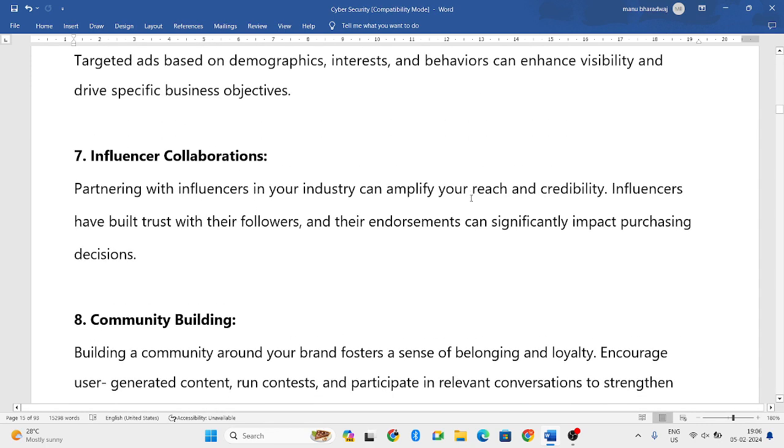Next one is influencer collaboration. This is also known as paid promotion. You can collaborate with celebrities or great influencers. You can ask them to promote your product on their social media pages, so that this will increase your followers and even increase your customers. So influencer collaboration will really work out.